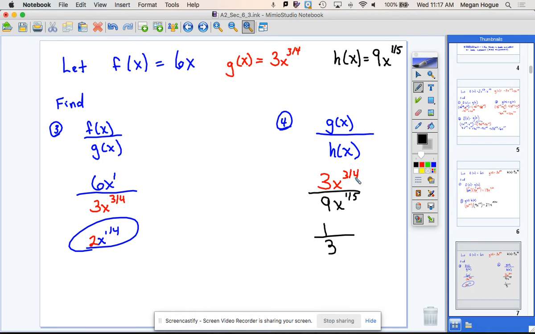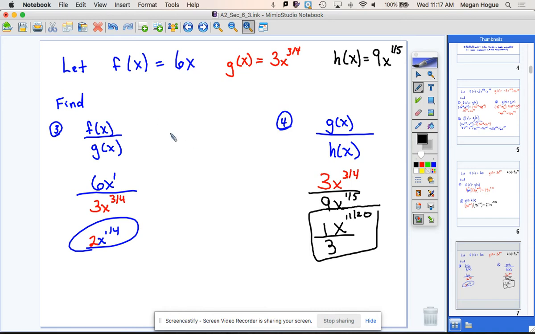Now I'm going to subtract 3/4 minus 1/5. I don't remember what we get. 11/20. So it's positive, so x to the 11/20 on the top. And you can have that 1 up there with it, you don't need it. So x to the 11/20 over 3.